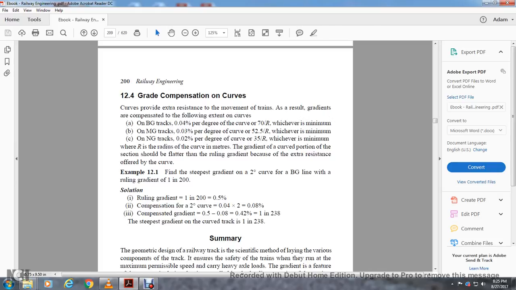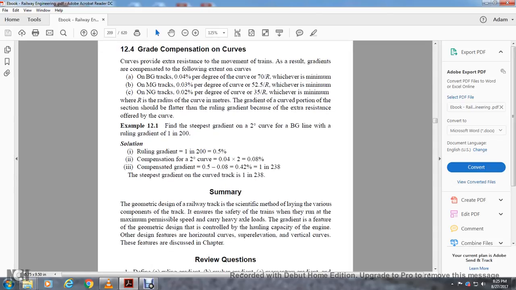Example 12.1. Find the steepest gradient on a 2-degree curve of a broad gauge line with a ruling gradient of 1 in 200. The ruling gradient is 1 in 200, or 0.5%. The compensation for the 2-degree curve is 0.04 times 2, which is 0.08%. Compensated grade is equal to 0.5 minus 0.08, which is 0.42%, or 1 in 238. The steepest gradient on the curve is therefore 1 in 238.